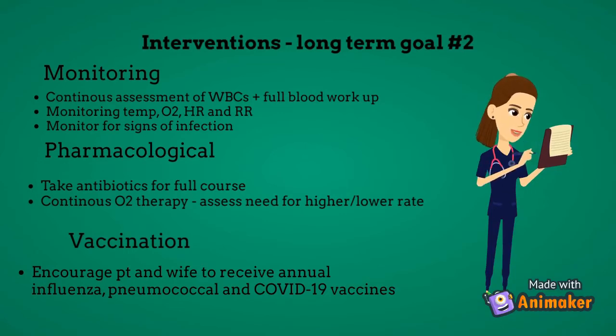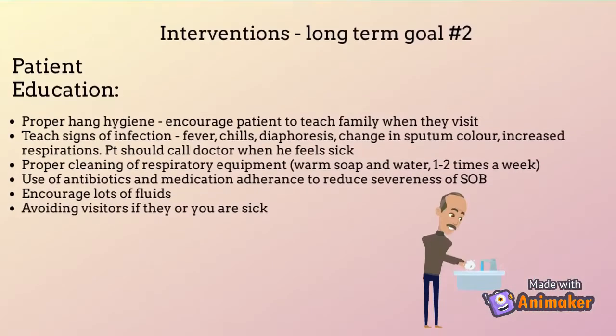Interventions for our second long-term goal include continuous monitoring for signs of infection such as fever, high heart or respiratory rate, and elevated white blood cell counts, as well as teaching patients to take antibiotics for the full course, and for us to continually assess the need for a higher or lower rate of the O2 therapy, as well as encouraging the patient and wife to receive annual influenza, pneumococcal, and COVID-19 vaccines to prevent further infections from occurring.